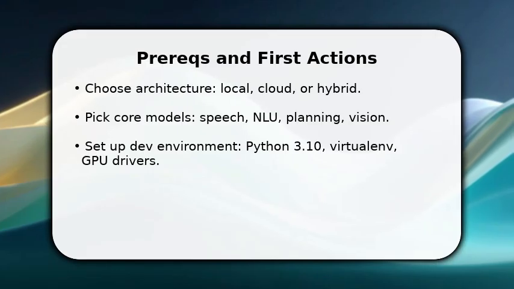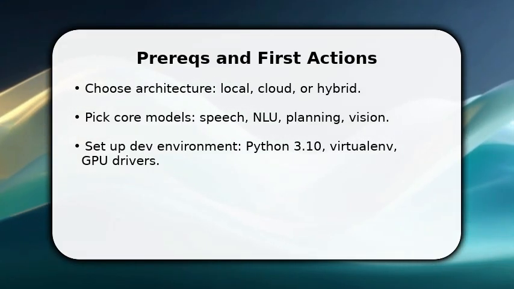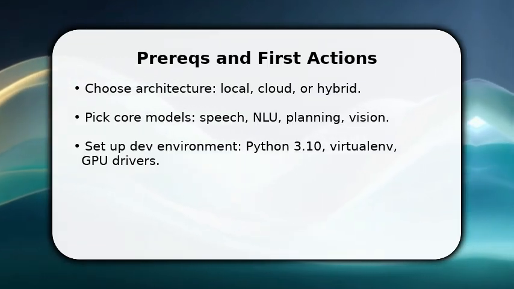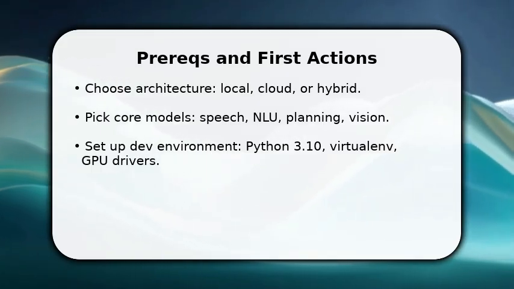You start by locking down prerequisites so you can move fast. Decide local, cloud, or hybrid hosting based on latency and privacy requirements. Once decided, pick core models for speech-to-text, natural language understanding, planning, and optional vision.